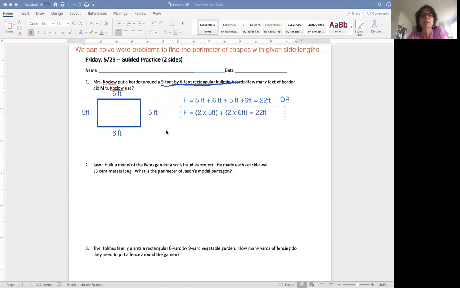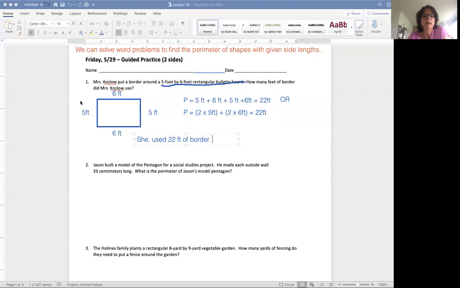All right, we've written our number sentence. Our last step is to write a target sentence. It says, how many feet of border did Mrs. Coslow use? We will write, she used 22 feet of border. And remember, boys and girls, it is really important to always dress up your numbers when you're dealing with perimeter, just like you did with area. So make sure you use units and use the correct units. All right, let's move on to word problem 2.